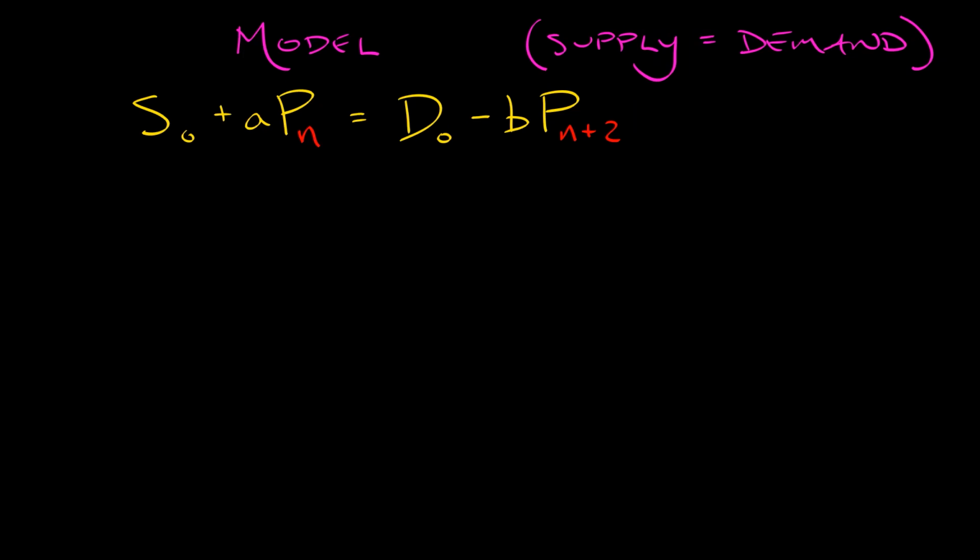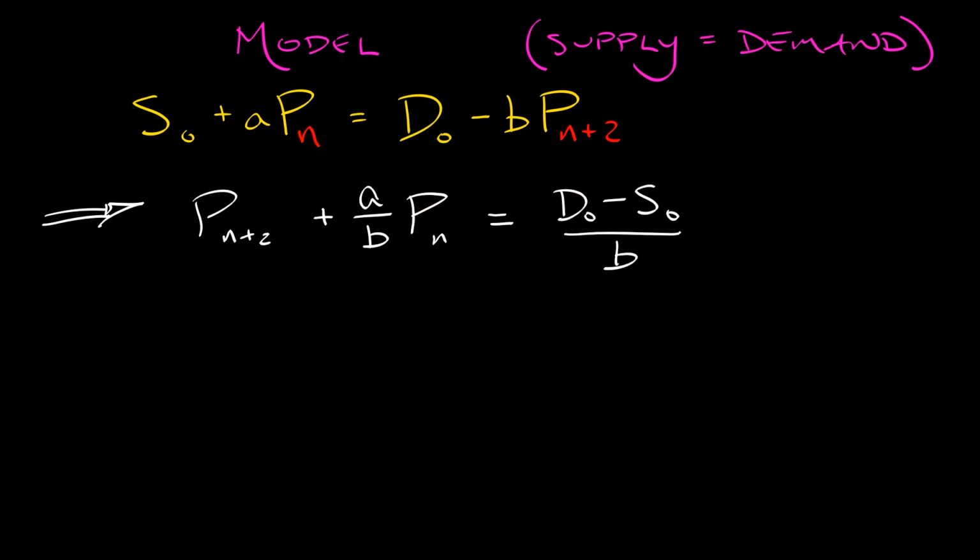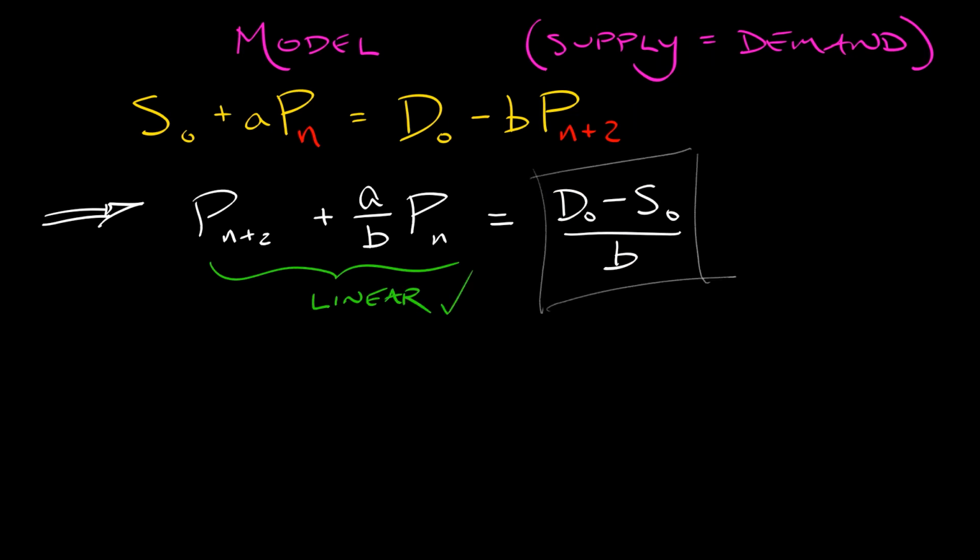If I move things over to the left-hand side, then what do I get? I get Pn plus 2 plus A divided by B times Pn is equal to D naught minus S naught over B. Now, this is not quite the model that we have been working with. This is not autonomous. This is what we would call an affine recurrence relation. Now, we do have a nice linear part. We need to modify things just a little bit.